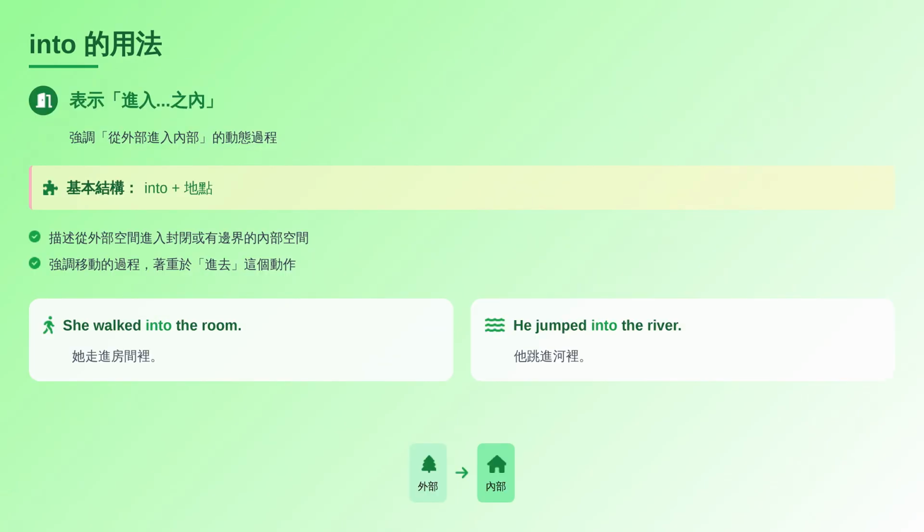Usage of into: it indicates entering into. Emphasis on the dynamic process of moving from the outside to the inside. Basic structure: into plus location describes moving from an external space into a closed or bounded space. Emphasis on the process of movement, focusing on the action of entering. She walked into the room. He jumped into the river. The concept of moving from the outside to the inside.